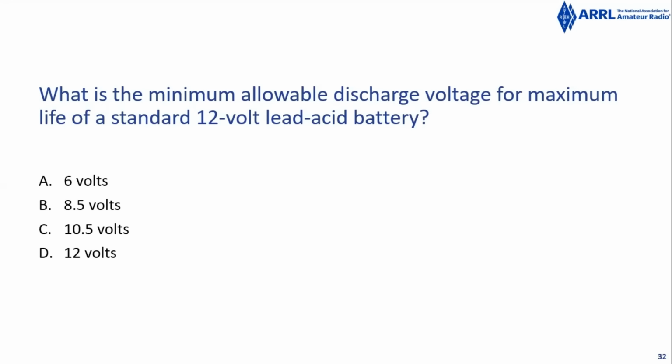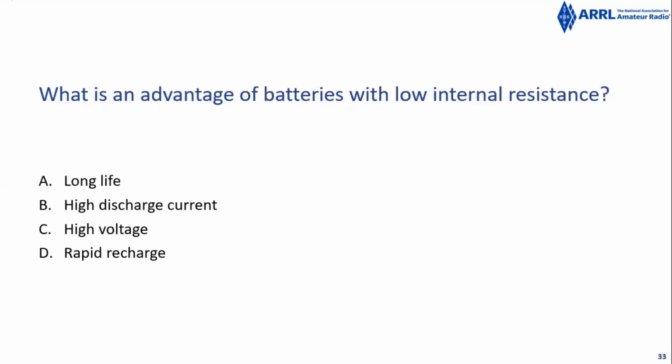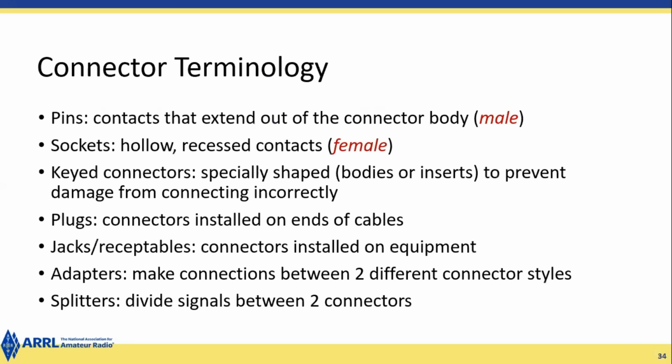What is the minimum allowable discharge voltage for maximum life of a standard 12-volt lead acid battery? That's 10.5 volts. If you get below 10.5 volts, your battery's not going to produce any more power on a lead acid. What is the advantage of batteries with low internal resistance? They'll have a higher discharge current. That's the main thing. So let's talk about connectors.